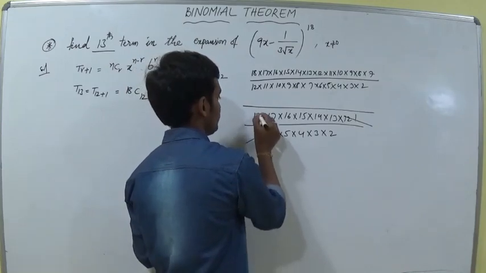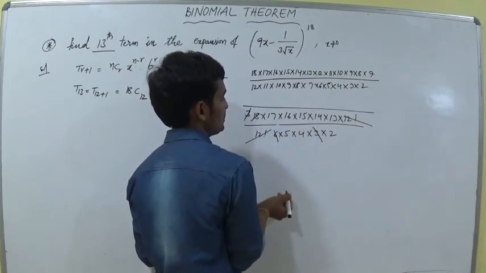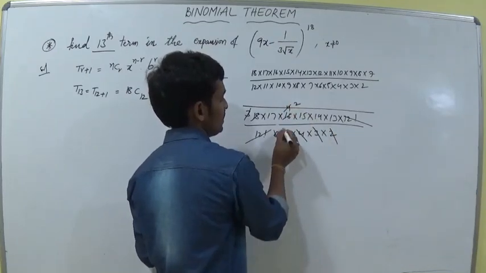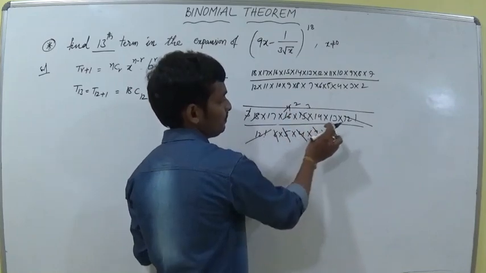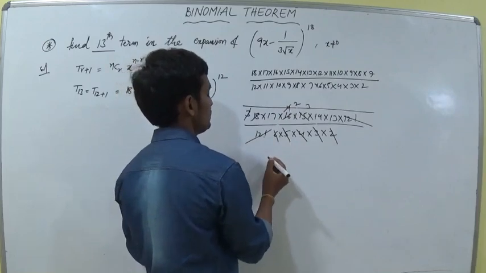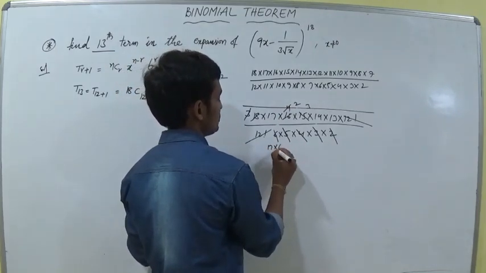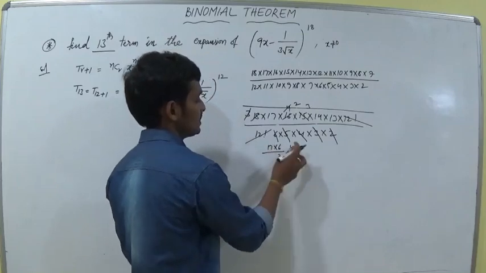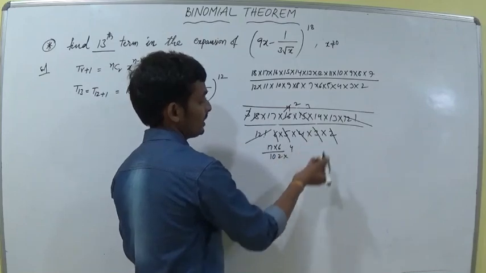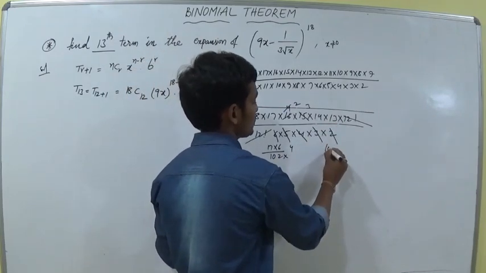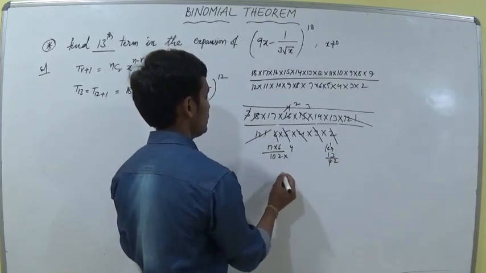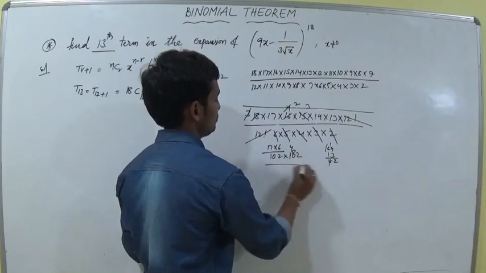Okay, 6 cancels here, 3 times; 3 cancels; 4 cancels here, 4 times; 2 cancels here, 2 times; 5 cancels here, 3 times. Now 12 into 6, 17 into 6 is 102. 14 into 13: 13 times 13 is 169, we have to add one more 13, so this is 182. So now we are multiplying 102 into 182.